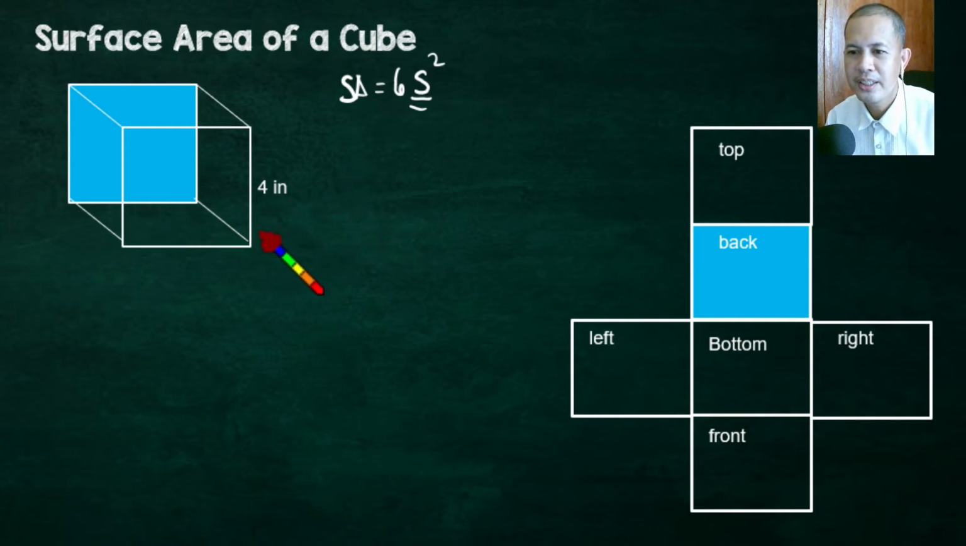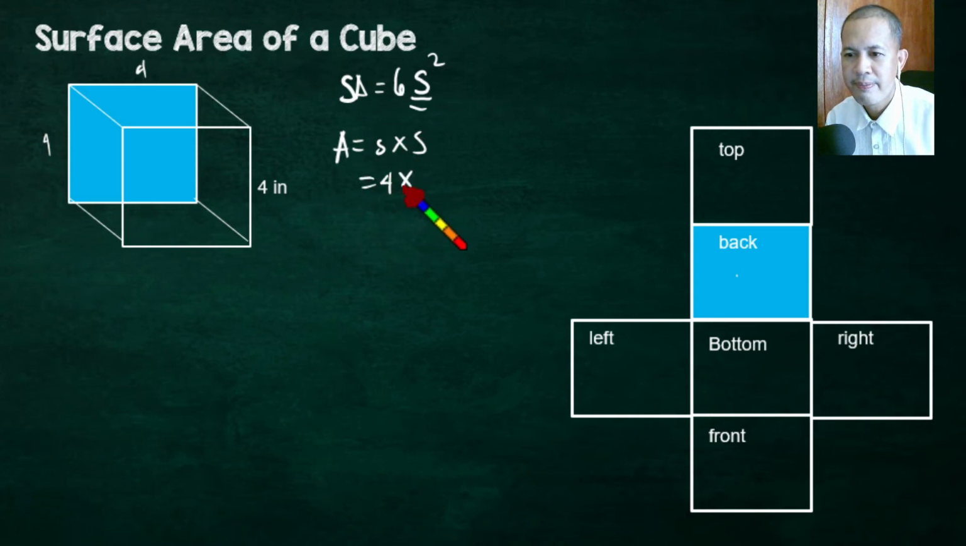So, una natin gagawin, we're going to find the area of one face. Example, we're going to find the area of this one. Yung ating may color, this one. So, this is 4 and another 4. So, we have side times side. So, if we have 4 times 4, the answer is 16 inches square. So, that is the area of this one.